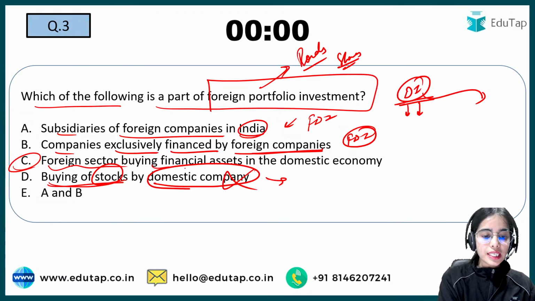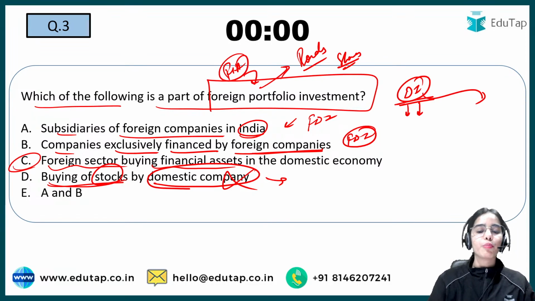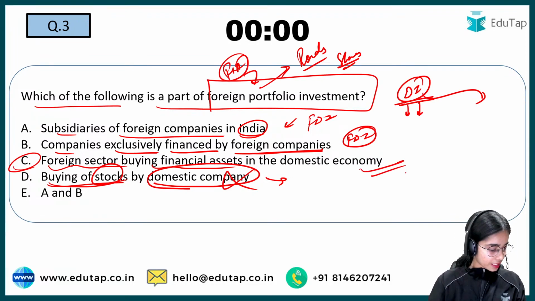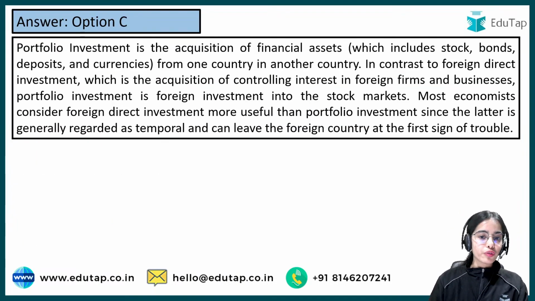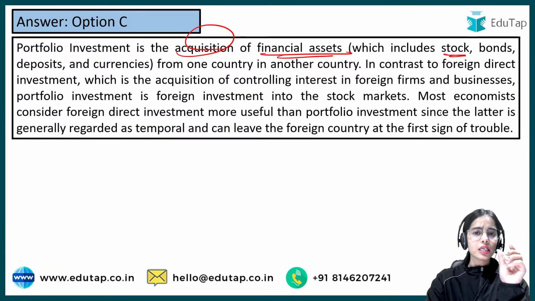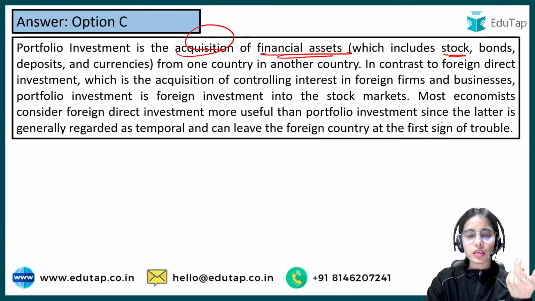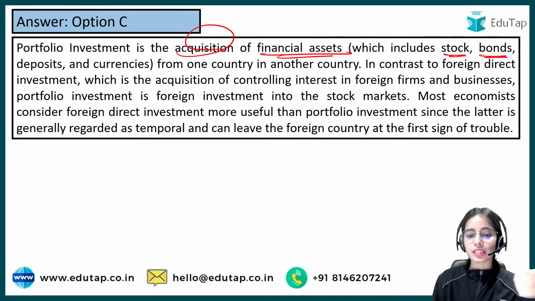Foreign sector buying financial assets: when we talk about financial assets, that is foreign portfolio investment. So only C is the correct answer here. Yes, everyone has given the right answer now. Foreign portfolio investment is the acquisition of financial assets, the stocks, a minor percentage of shares being bought, and the bonds being bought. These are the financial assets that are being bought.